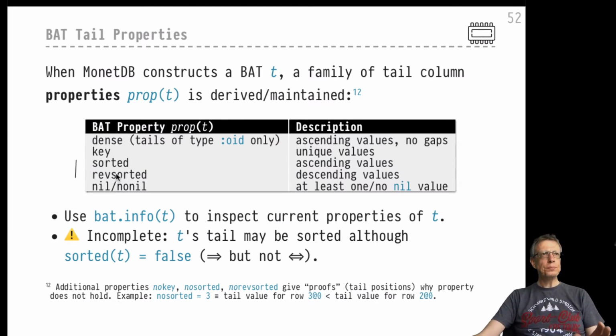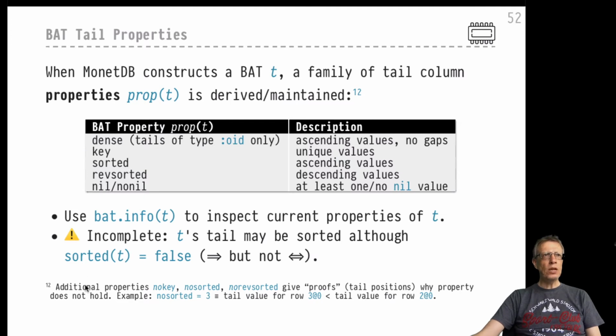Another combination that could be of interest is the key and the sorted properties. If both are true for a particular BAT, then we know that its tail column is strictly ascending. There are no duplicates, but we have ascending values, so that would be a strictly ascending tail column. So combinations of these properties also make sense, and they're actually being inferred and exploited by the system.